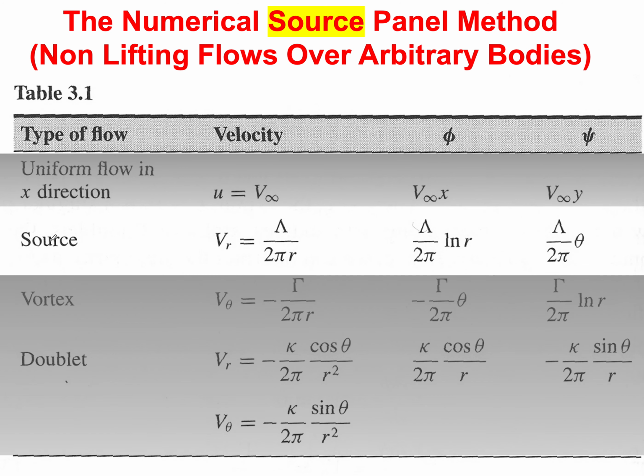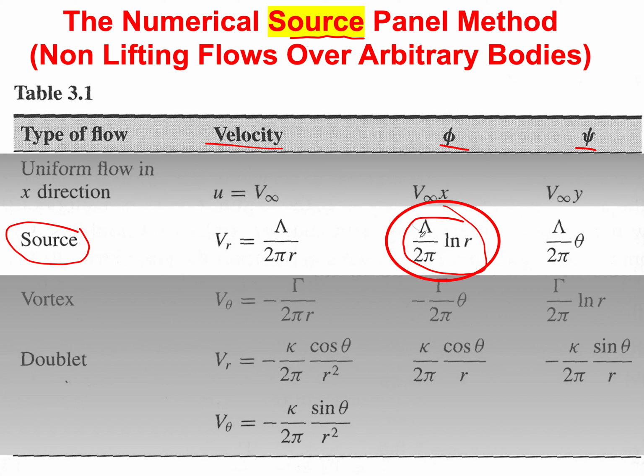So the method that we're going to talk about today is the source panel method. And what comes in handy here is the source term, the singularity that we have introduced in the past, and we can write it in terms of velocity, the velocity potential, and the stream function as so. So let's look at the velocity potential. That's what we're going to see next. This is the main item we're going to use in the source panel method.